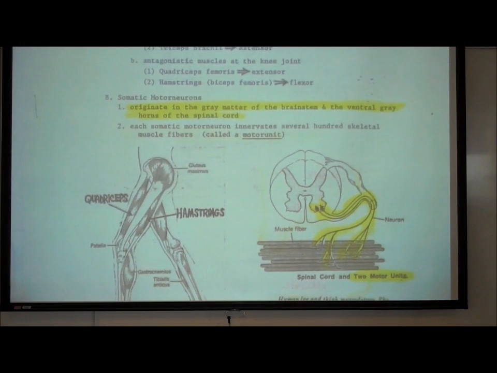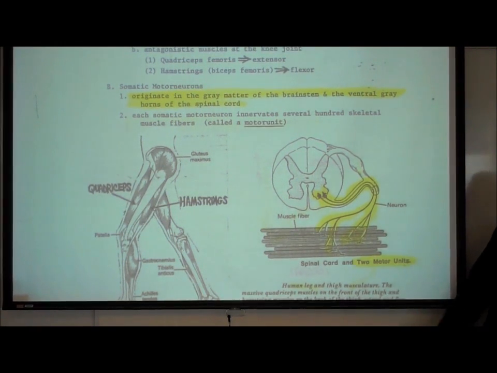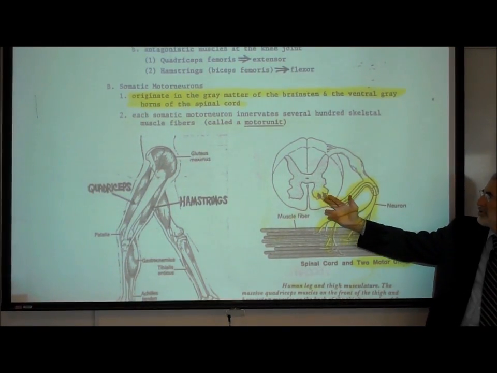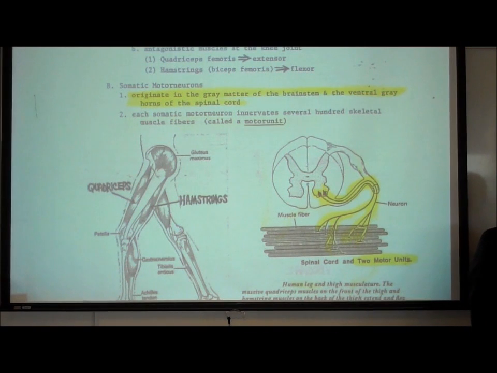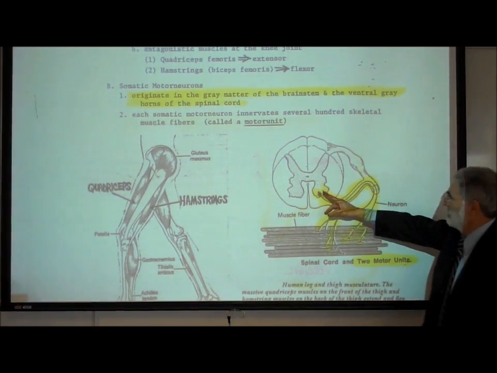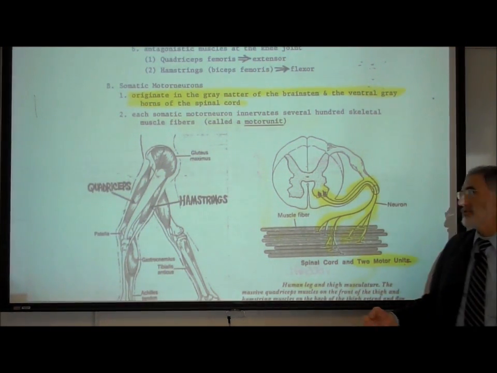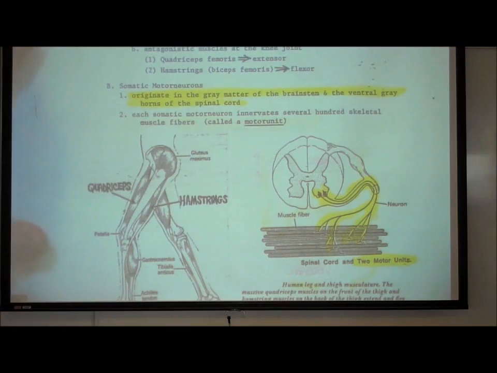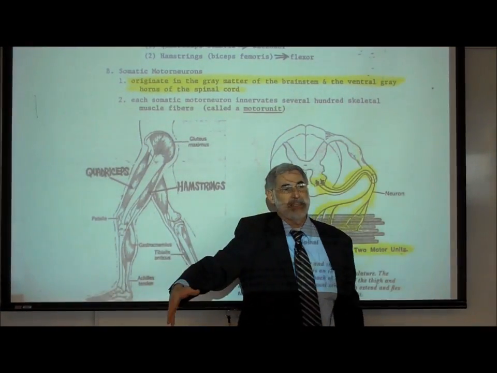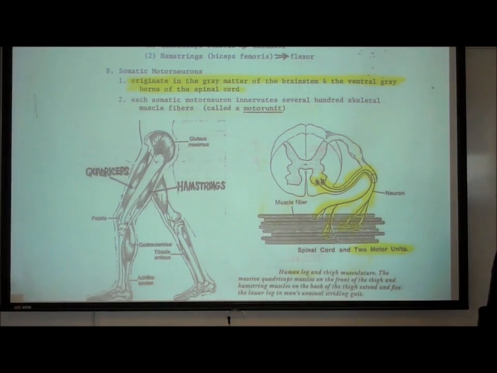Now, what's listed next is we are reminded that the somatic motor neurons that control our skeletal muscle primarily originate in the ventral gray horns of our spinal cord, as it says right here. They also originate in the gray matter of the brainstem, but especially in the ventral gray horns of the spinal cord. The somatic motor neuron and all of the skeletal muscle cells it commands make up what's called a motor unit. A motor unit is a little bit like the idea of a commanding officer and all the soldiers under his command. So the somatic motor neuron and all the skeletal muscle cells that are under its command.